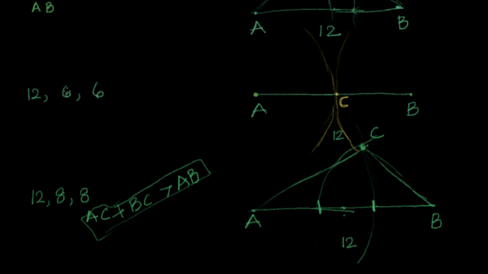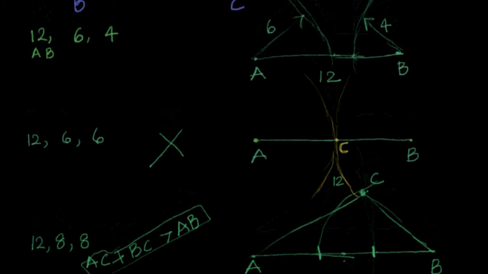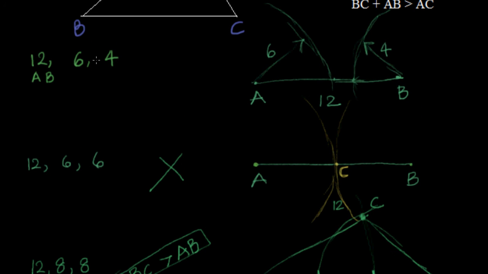If you see here, two sides are 6 and 6. They are not greater than 12. That's why the triangle is not possible here. If I go a little bit before, 6 plus 4, 10, is not greater than 12. That's why the triangle is not possible here.